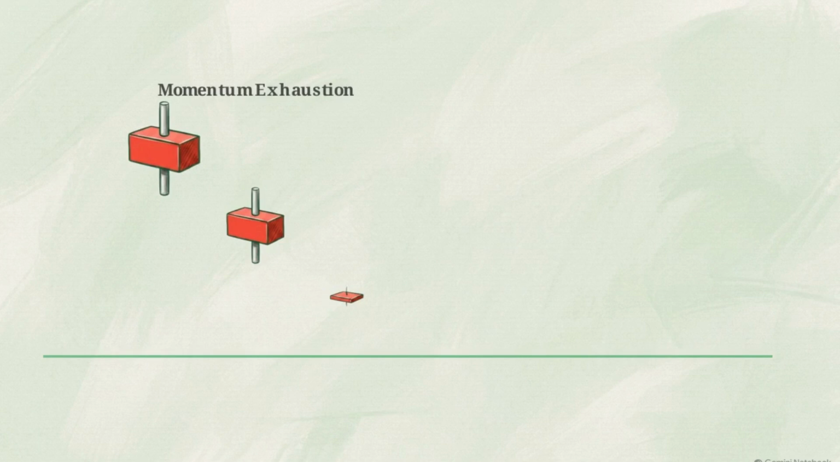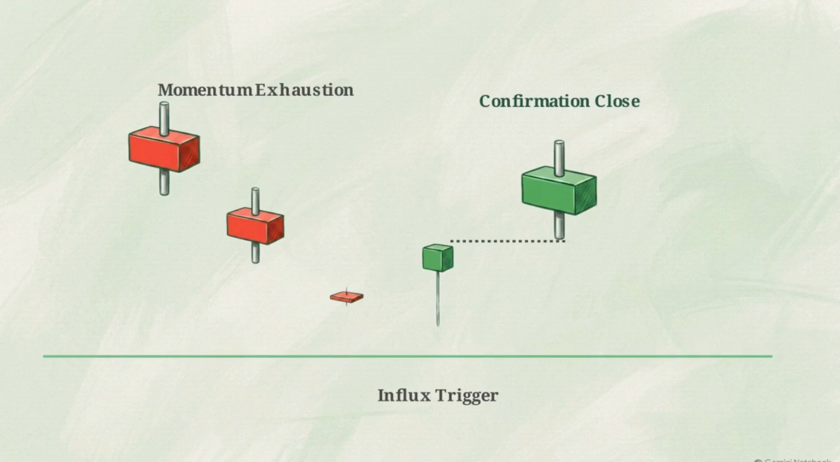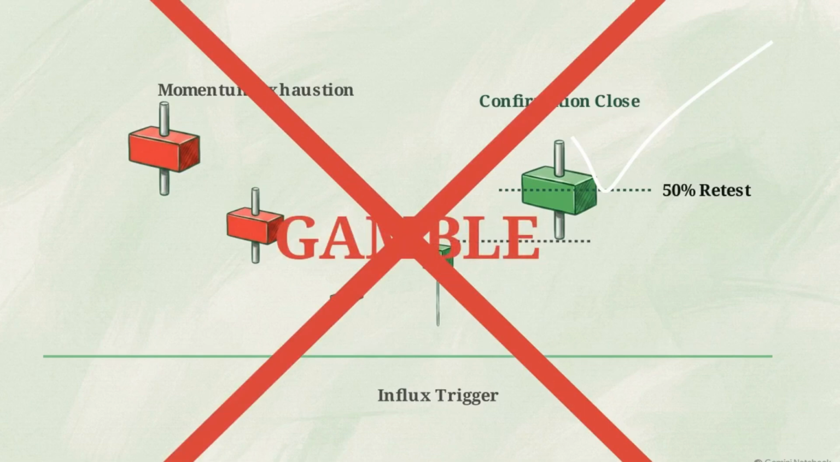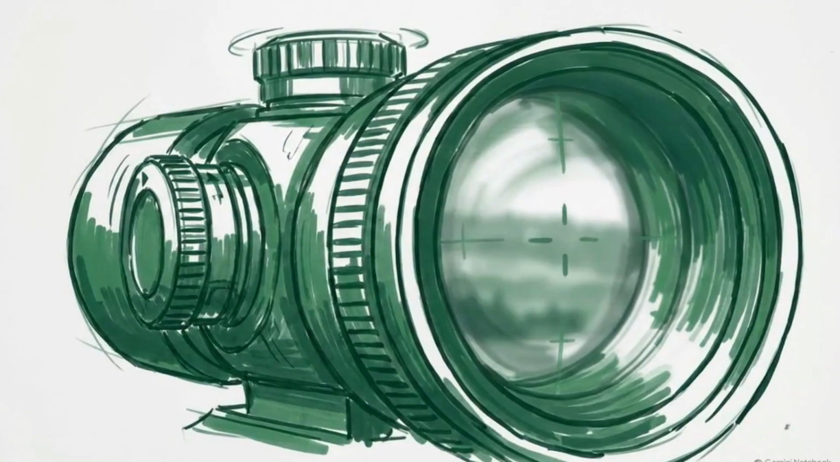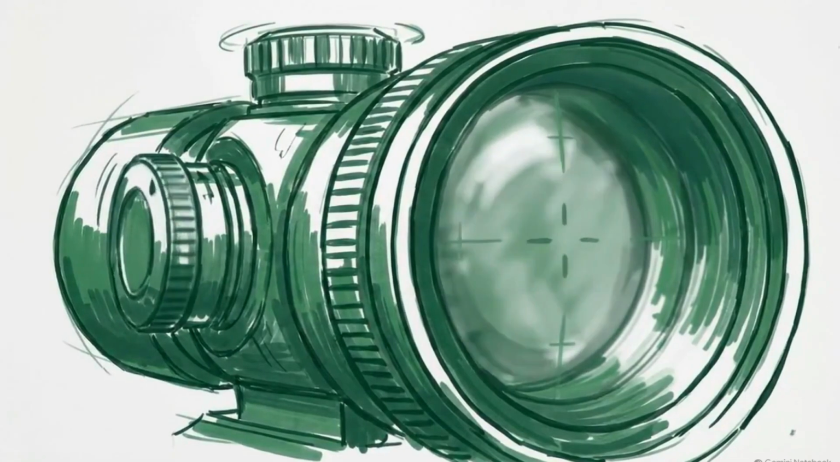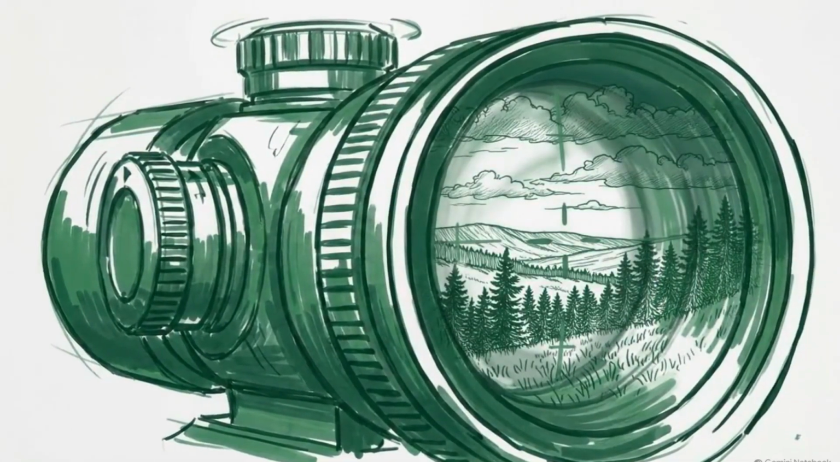Here is the full sequence. Red candles shrink as momentum dies. A hammer signals buyer influx. The next candle closes above to confirm, and price returns to the 50% line before the expansion. Skipping a step turns this setup into a gamble. A professional trader waits like a sniper. You only pull the trigger when every dial is tuned and the target is in perfect clarity.